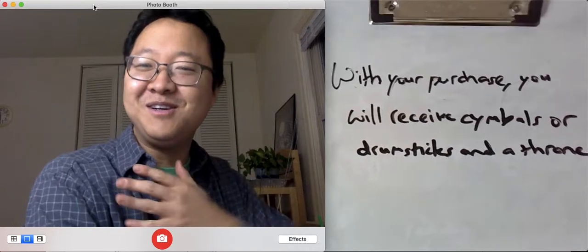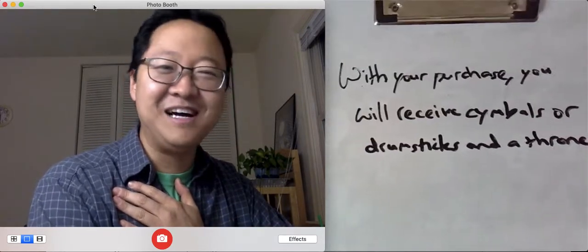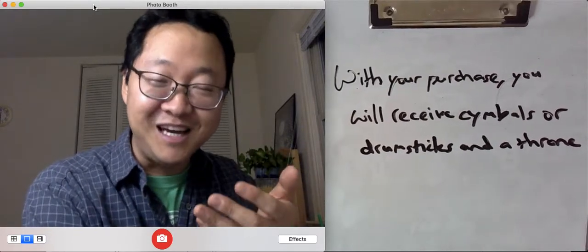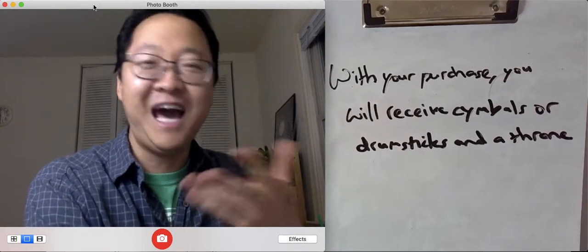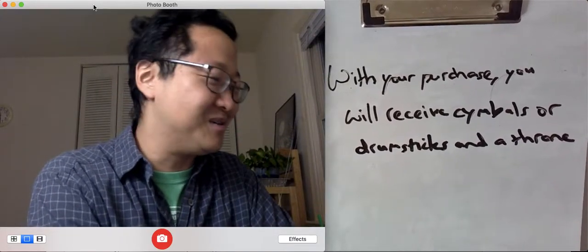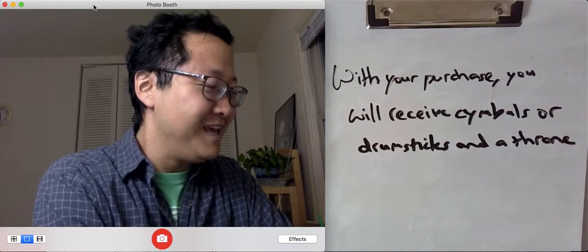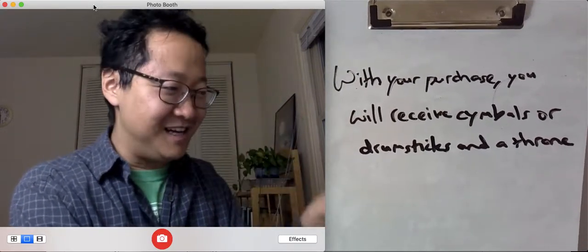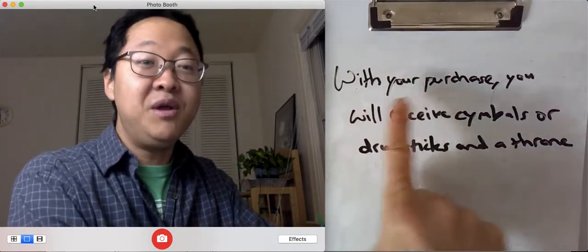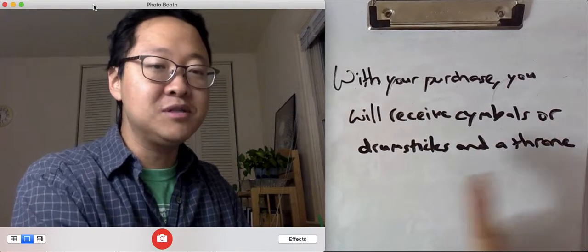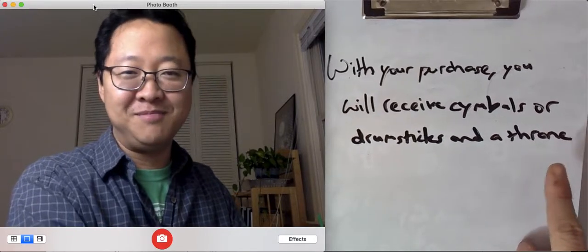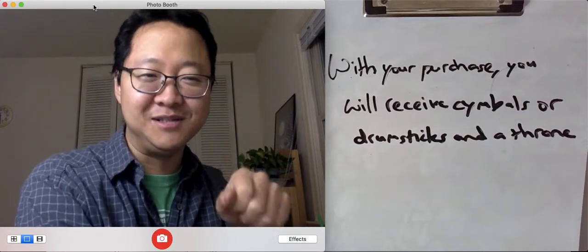So this is a real life story of mine. Back when I was in high school, I was trying to teach myself the drums, and I was ordering a drum set off of a catalog because at that time we couldn't order things off the internet so easily. And this in the catalog is what it said. Something like this, I might be misremembering. It said, with your purchase, you will receive cymbals or drums and a throne. A throne in the drum context is like the seat that drummers sit on.